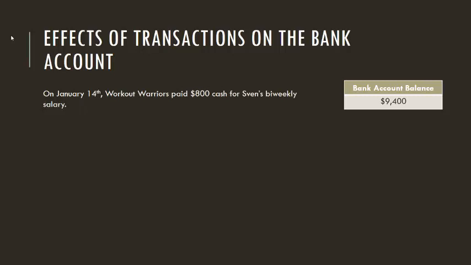On January 14th, Workout Warriors paid $800 cash to their assistant trainer Sven for his bi-weekly salary. So they're actually paying this employee $800 by taking the money out of their corporate bank account and transferring it into their employee's account, which means that the $9,400 balance that they currently have in their bank account has to decrease by the amount of payment, $800, bringing it down to $8,600.